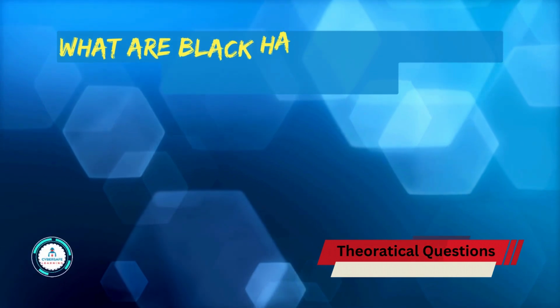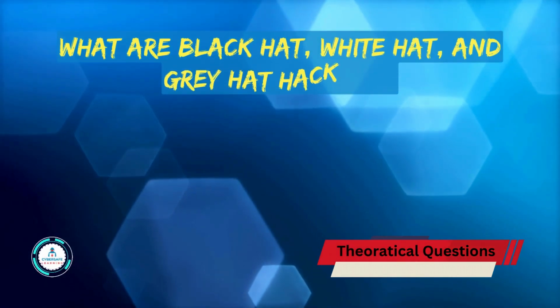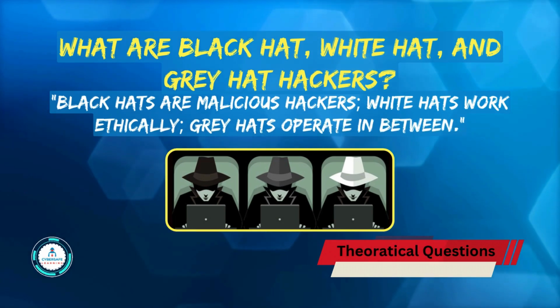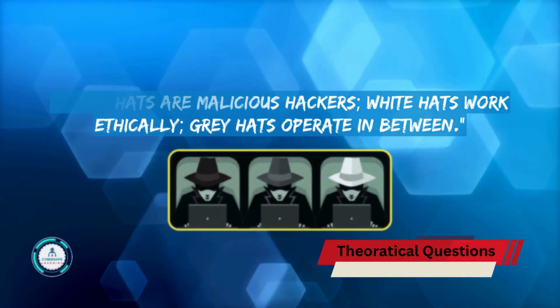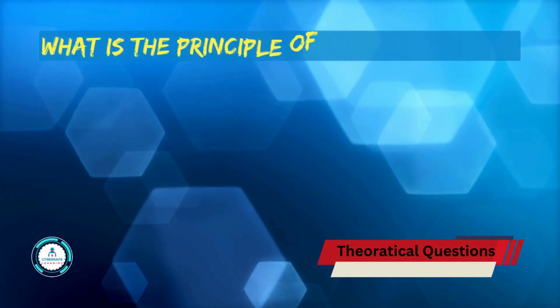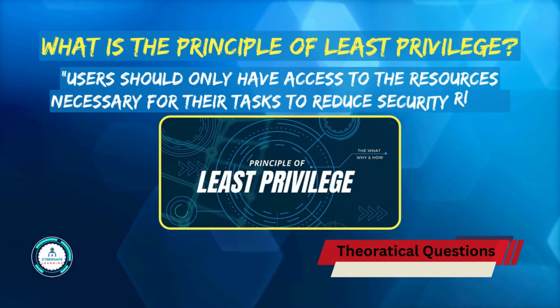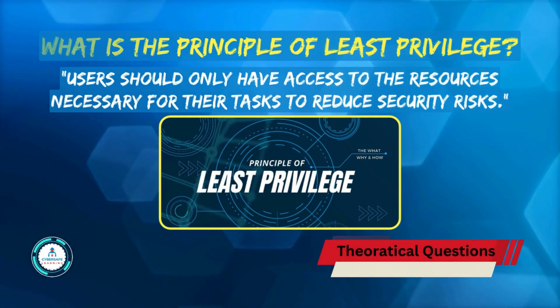What are black hat, white hat, and gray hat hackers? Black hats are malicious hackers. White hats work ethically. Gray hats operate in between. What is the principle of least privilege? Users should only have access to the resources necessary for their tasks to reduce security risks.